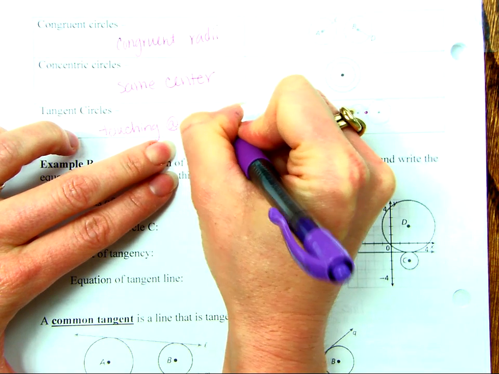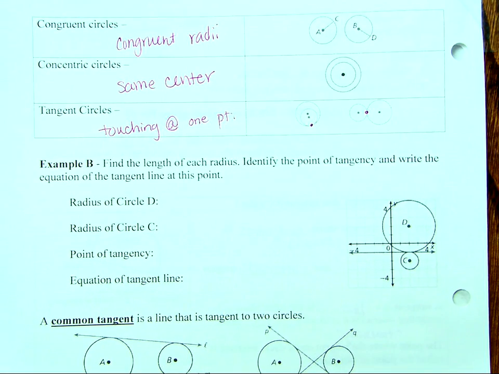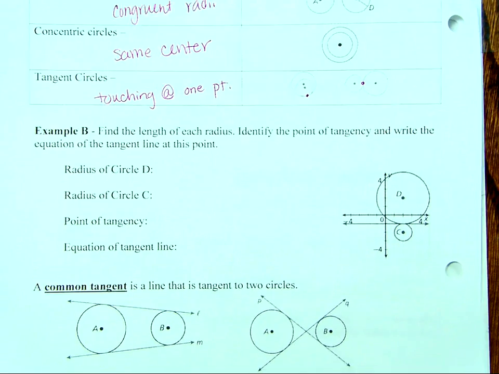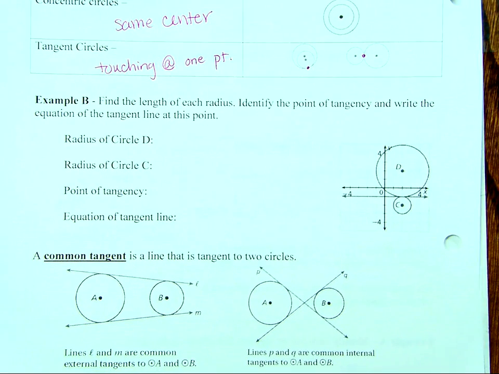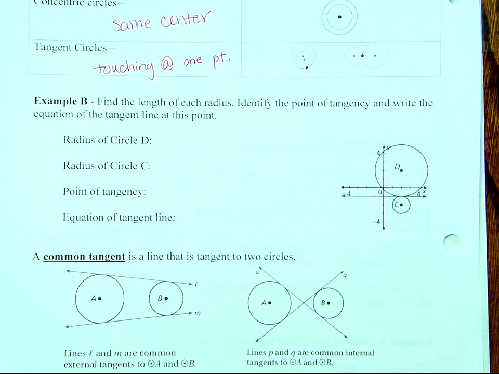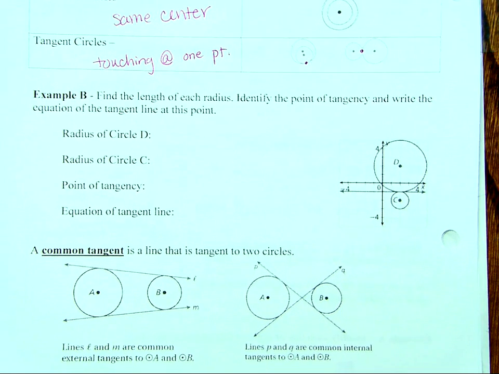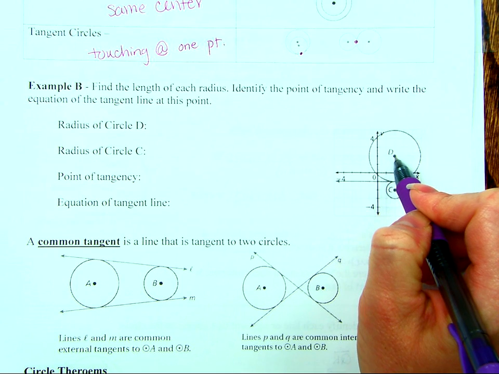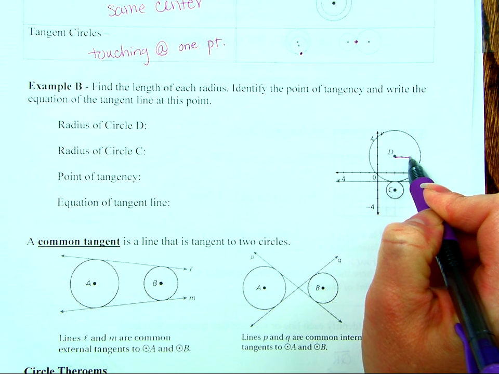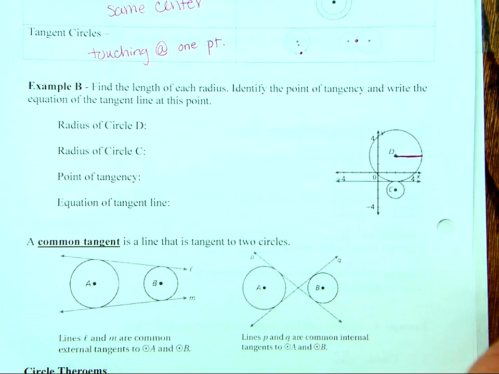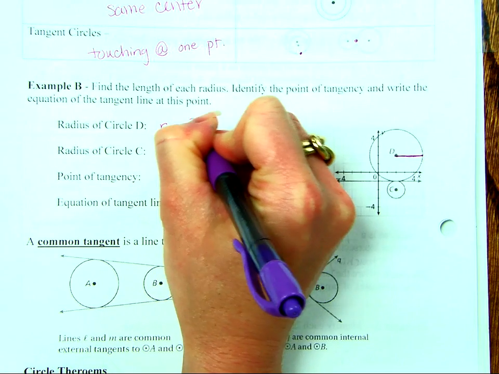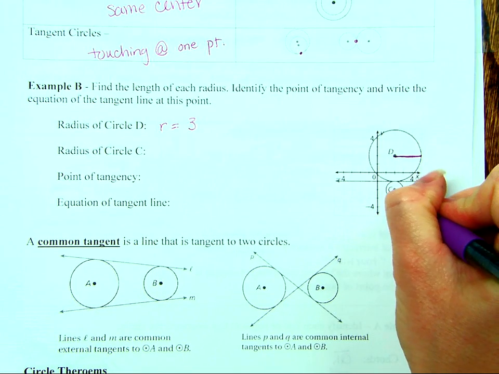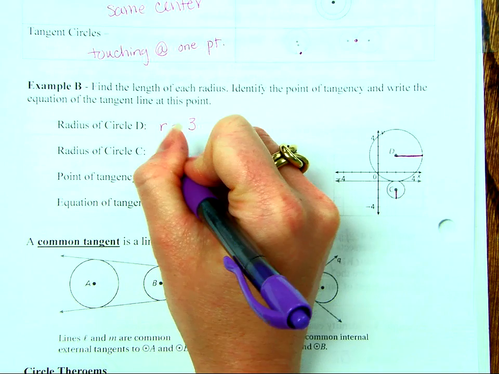In example B, they ask us to find the length of each radius, identify the point of tangency, and write the equation of the tangent line at this point. When I look for my circles graphed on the coordinate plane and they ask me for my radius for circle D, I can simply just count the units. 1, 2, 3. And so here we would just have a radius of 3. Circle C, well, 1 unit there, so R would equal 1.